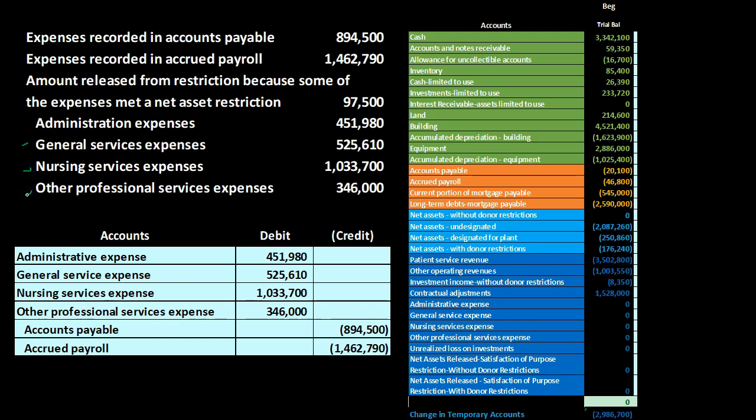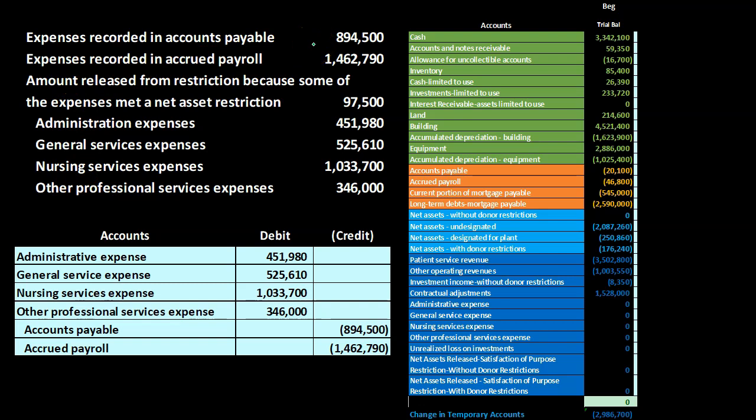So we'll start there. So the administration expense is going to be a debit. We have the general service expense is going to be a debit. We have the nursing service expense and the other professional service expenses. Those are going to be the debits in their respective expense accounts, as we can see down below. Note that these expense accounts are being reported basically by function here on our financial statement. Then we're going to have the expenses recorded in accounts payable.